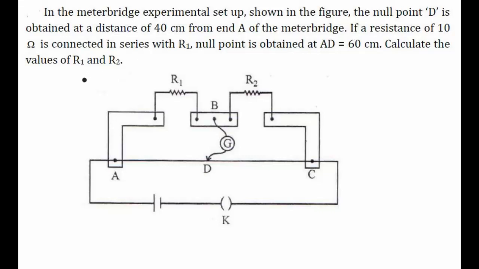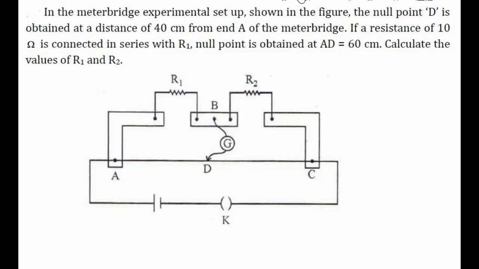Hello everyone, let's try to solve this question from the chapter Current Electricity. Let's go through the question and try to understand what is given in the question. In a meter bridge experimental setup shown in the figure, the null point D is obtained at a distance of 40 cm from end A of the meter bridge.